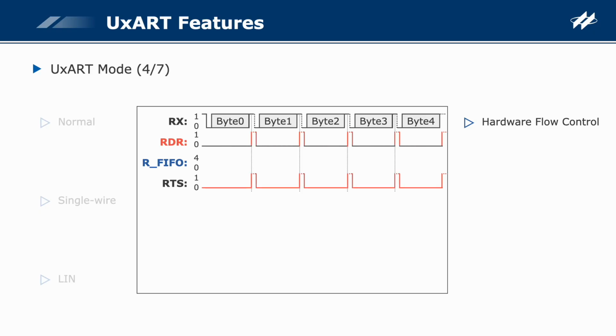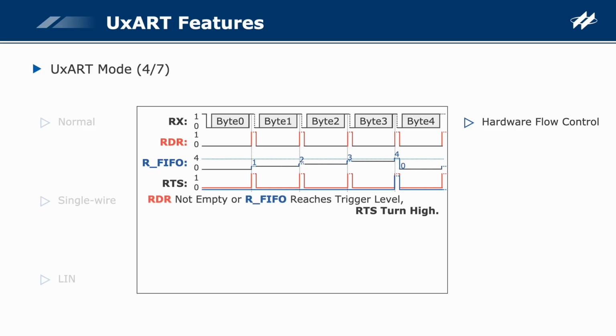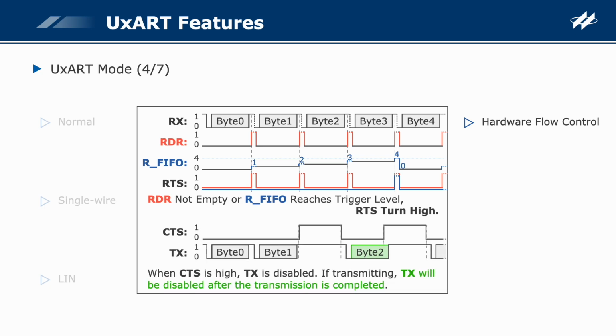When the RX pin receives a byte and transmits it to the RDR register, the RTS signal will turn high until the RDR register is empty. If a FIFO level is configured, the RTS signal will also turn high when the RFIFO trigger level is reached. When the CTS signal turns high due to the RTS signal, the TX function is disabled. If the CTS signal turns high during transmission, the TX function will only be disabled after the current byte has been fully transmitted.